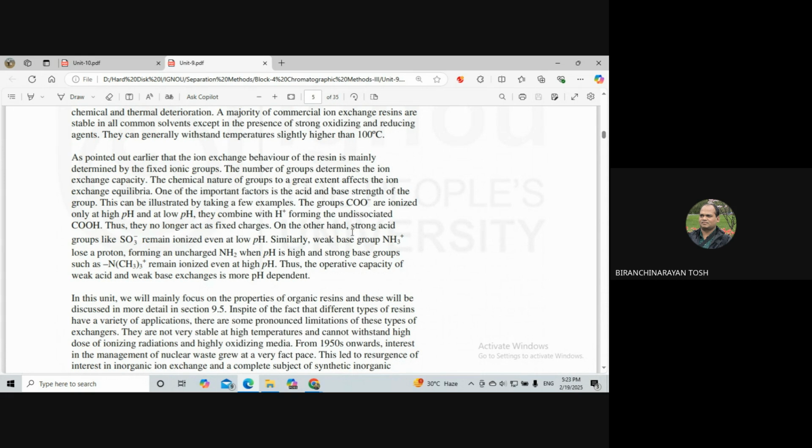On the other hand, strong acidic groups like sulfonate remain ionized even at low pH. Similarly, weak base groups like NH3 plus lose a proton, forming an uncharged NH2 or amine group, when pH is high, and strong base groups such as trimethylammonium remain ionized even at high pH. Thus, the operative capacity of weak acid and weak base exchangers is more pH dependent.